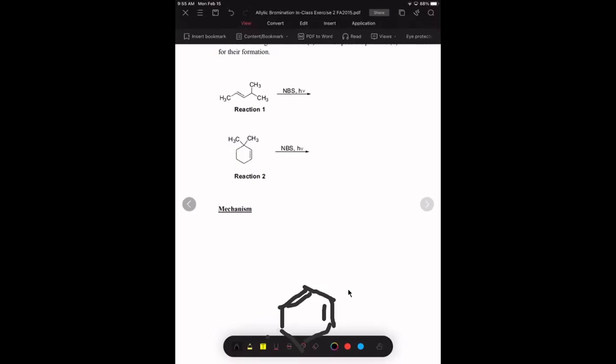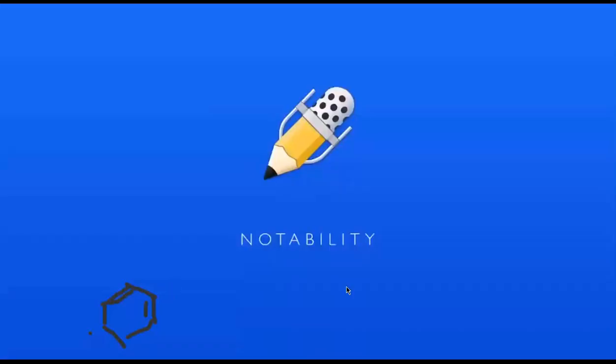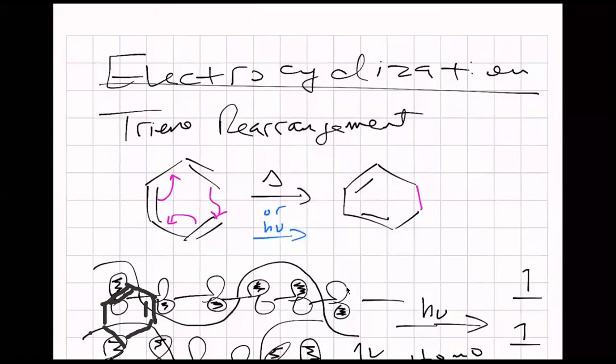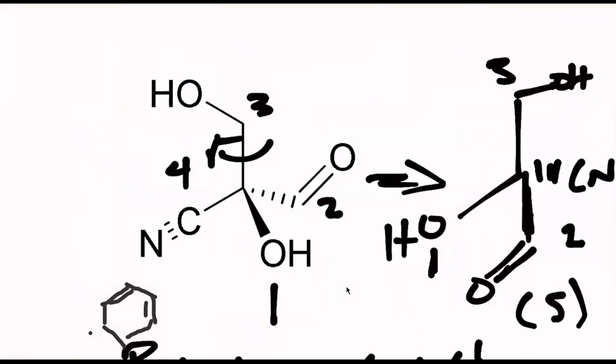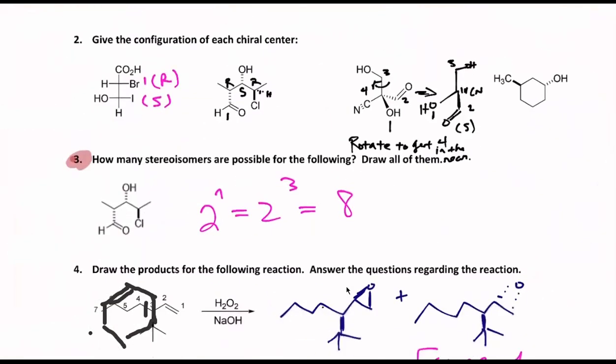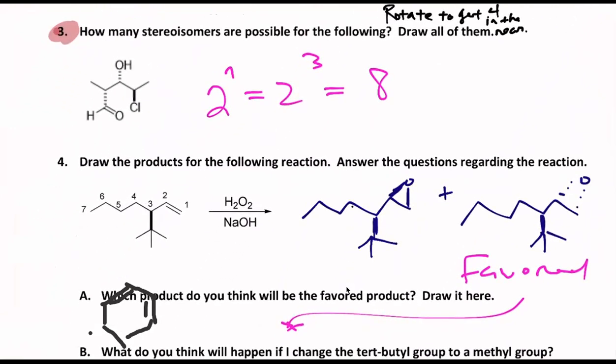can you share a video about drawing stereoisomers? For number 3, it was like how many stereoisomers are there, and then draw them all. I think that's when you do 2 to the n, with 3 stereocenters. Let me find it, because I may have posted that. This one right here.